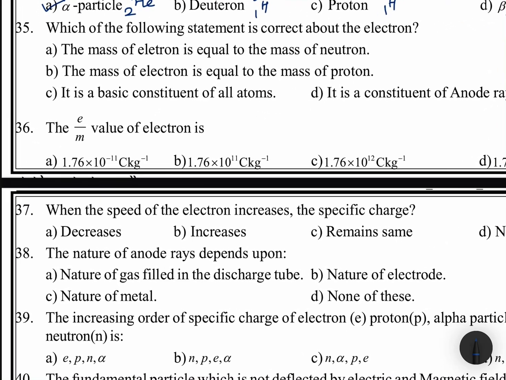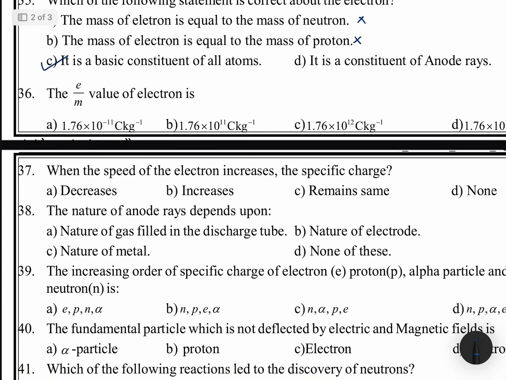Which of the following statements is correct about the electron? The mass of the electron is equal to the mass of the neutron, wrong. The mass of the electron is equal to the mass of the proton, wrong. It is a basic constant of all, this is right. It is a constant of cathode rays, not anode.